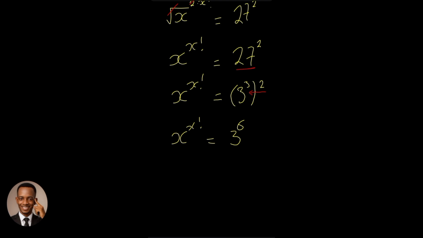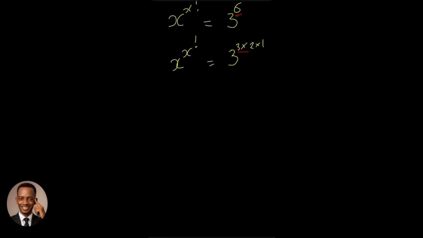Notice that x has a factorial and we have a power of 6. What we're going to do here smartly is to try and express 6 as a product of numbers, because factorial is defined as the multiplication of the precedent of a number. Therefore, we try to write 6 as a product of its precedents. Rewriting this, we have x to the power of x factorial equals 3 to the power of, rewriting 6, we have 3 times 2 times 1. Correct. 6 is the same thing as 3 times 2 times 1.